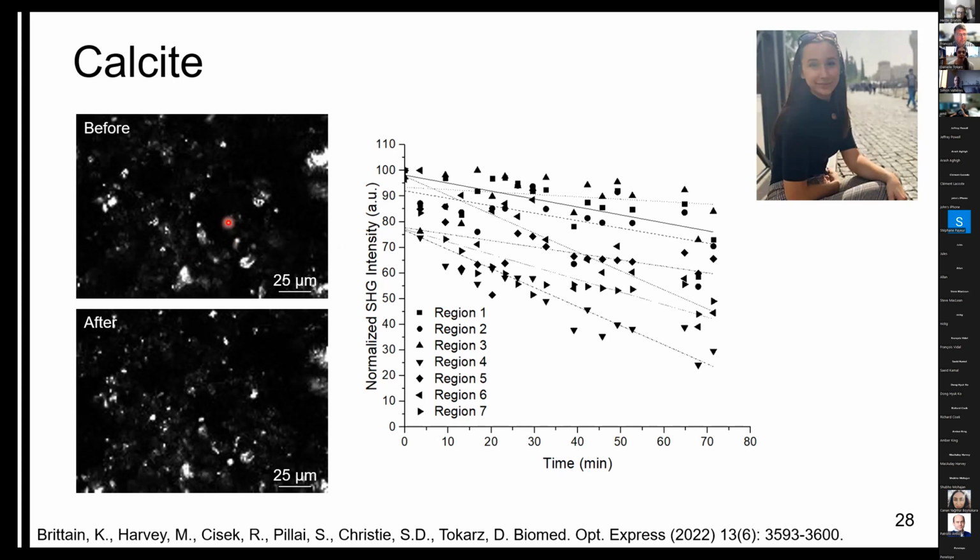So from this, we had a strong sense that perhaps the SHG signal from otoconia was not due to the presence of calcite. Next, we exposed the grown calcite crystals to ethylenediaminetetraacetic acid, also known as EDTA. EDTA is a chemical that chelates calcium and degrades calcite. We imaged the calcite every 10 minutes using SHG microscopy, and what we saw was that the SHG intensity decreased as little as about 13% and as much as about 58% over the course of 70 minutes.